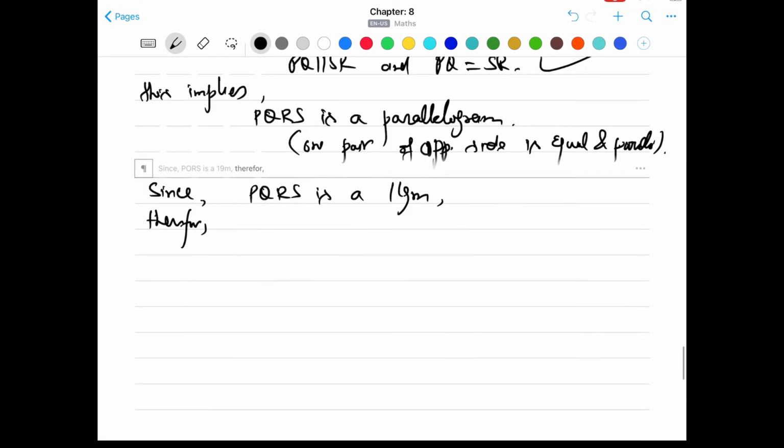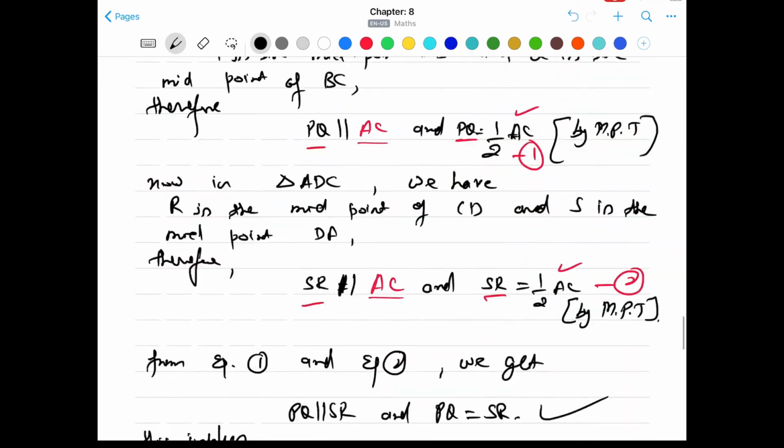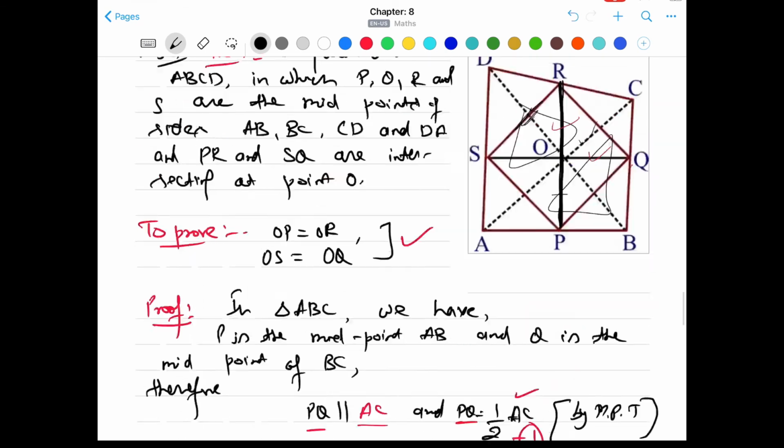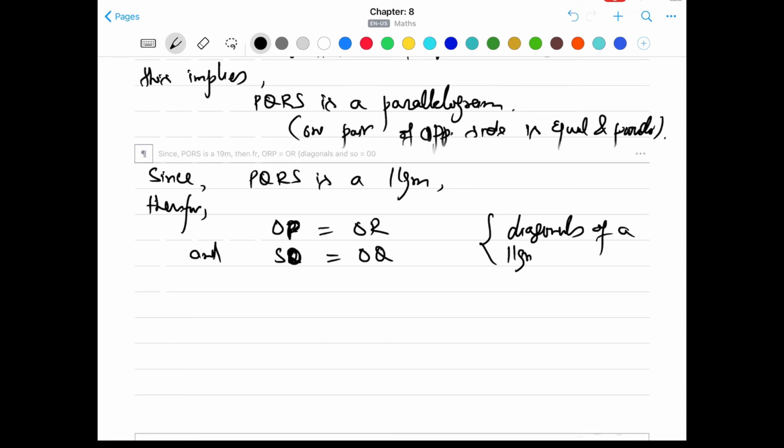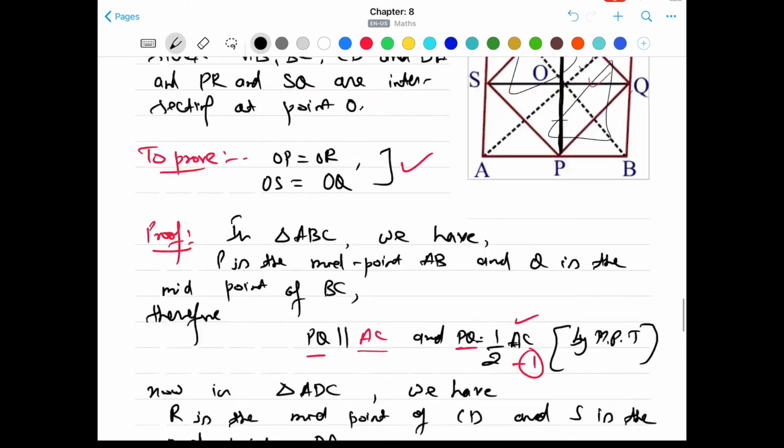we know that the diagonals of a parallelogram bisect each other. That means what we have to prove here is that OP is equal to OR, therefore OP will be equal to OR and SO is equal to OQ, because the diagonals of a parallelogram bisect each other. Okay, so we have proved that the diagonals are bisecting each other.